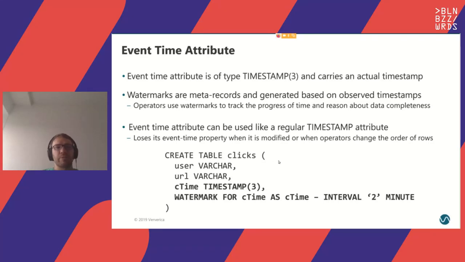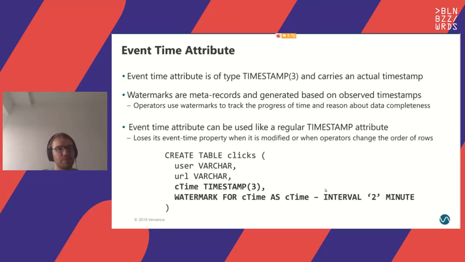If this is a table backed by, for instance, Apache Kafka with the JSON format, then the JSON records that we read from Apache Kafka should have this cTime attribute with an extra timestamp. So it's actual data that is provided by the data.